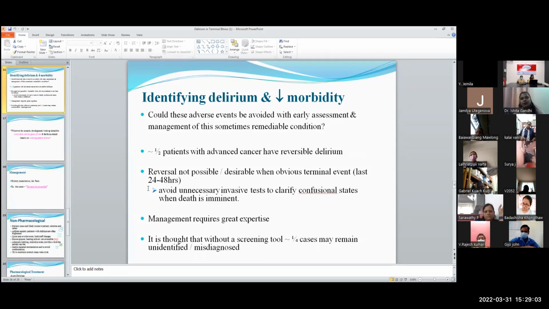Reversible delirium generally does not happen if the patient is in the last 24 to 48 hours. You will not be able to reverse the delirium. Dr. Ishita said repeatedly that hyponatremia can be a cause, but you don't need to poke that patient to get a serum electrolyte done. During the last confusional, delirious state, when death is imminent, which we call terminal delirium, it is most often not reversible. Okay.